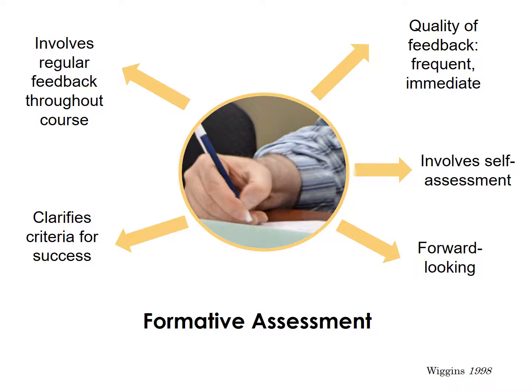Sometimes it involves self-assessment. That's fine. A student can compare their work against particular criteria or reflect on their progress. And in that way, it often clarifies criteria for success if you're giving them an outline for self-assessment or for assessment of their peers. Typically, it's forward-looking. It's helping them to think about what they still need to learn and how they need to improve their skills to succeed in the course.